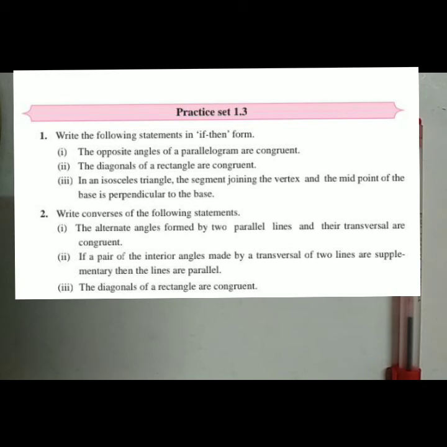The question number 2, write the converse of the following statements. For example, the first is, if alternate angles formed by two parallel lines and their transversal are congruent, and their converse is, if alternate angles made by two lines and its transversal are congruent, then lines are parallel. So like this you can solve here practice set 1.3. Here our chapter is over.